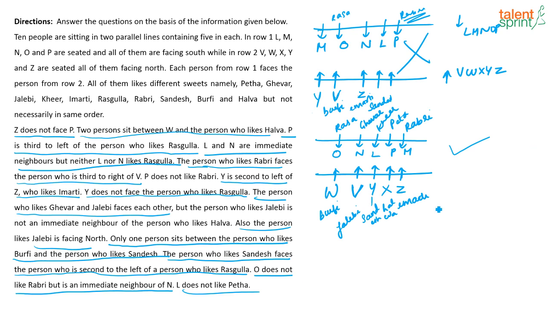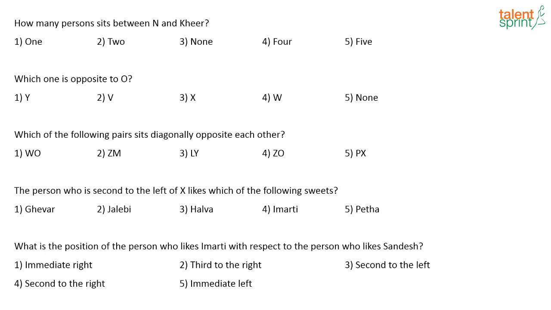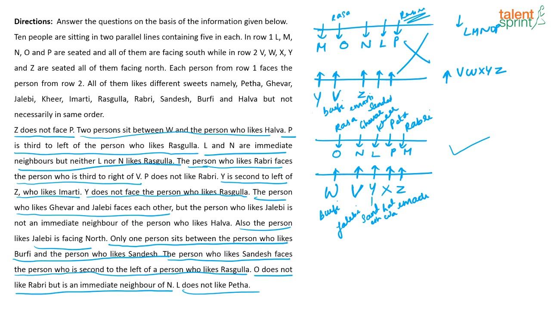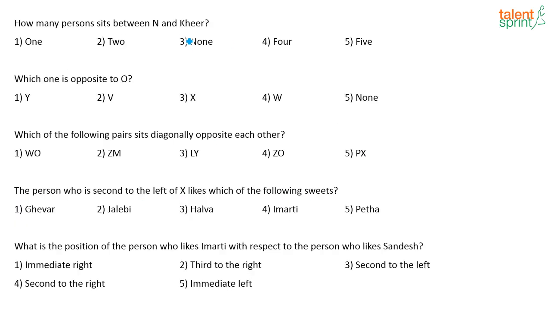So Anil also says he's completed. Good. Now let's look at the questions that follow. How many persons sit between N and the person who likes Kheer? N is here, Kheer is here. Nobody is sitting between them. Answer will be none. Which one is opposite to O? So which one is opposite to O? Opposite to O is W.